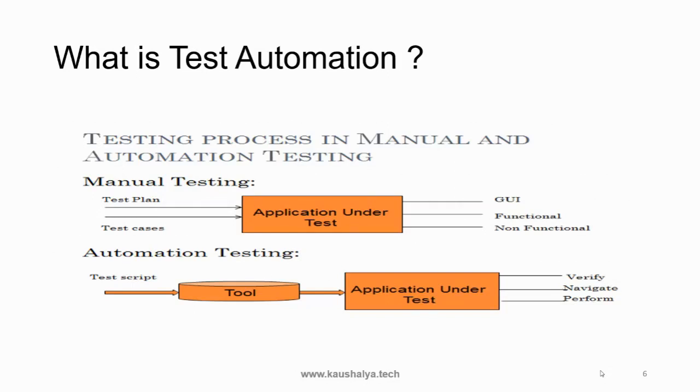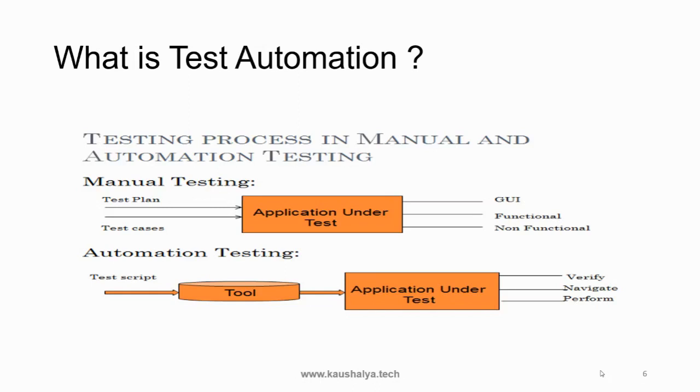So in case of manual testing, what we do typically, we start with the test plan. So we want to test the application, we will start with the test plan, and then start with the test cases. We will execute the test cases by manually sitting and running them. And it may be functional testing, non-functional testing, or graphical user interface testing. At this point in time we are concentrating on functional testing, or maybe the graphical user interface testing, and we are not concentrating on non-functional testing like security testing or load testing and all those things.